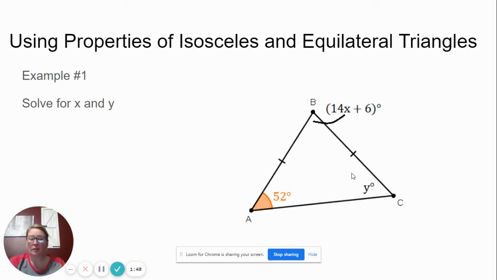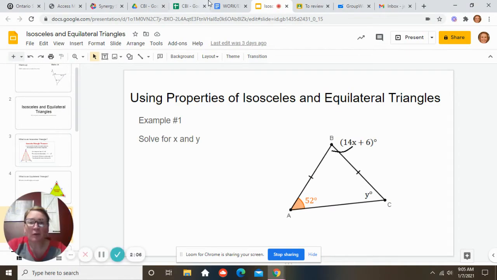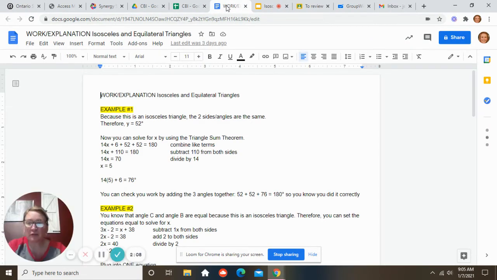Okay, and so because of that, you know y has to be 52, and then we know that this whole triangle is going to be 180, so we would take 180 and subtract 52 twice to be able to find that. And so let me pull up this other thing. Okay, so you can see y is equal to 52.